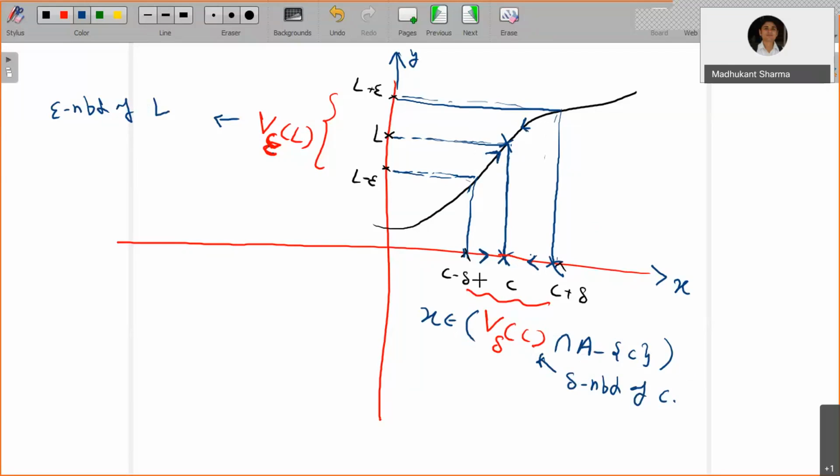Okay, since there are only two directions for x to approach c, either from the left or from the right, you may also discuss the concept of one-sided limits. Okay, right.